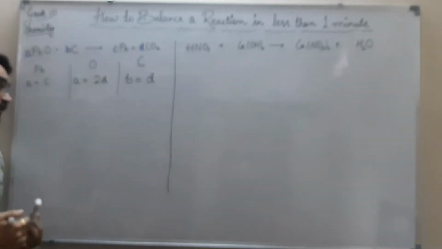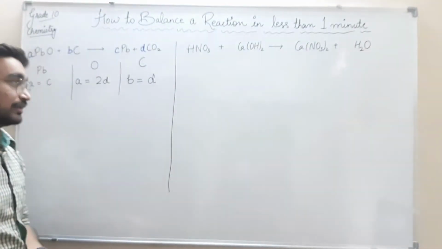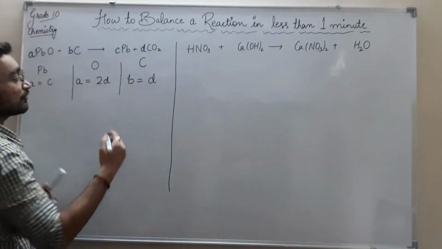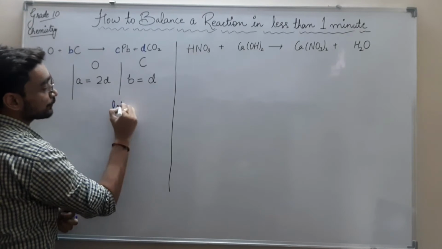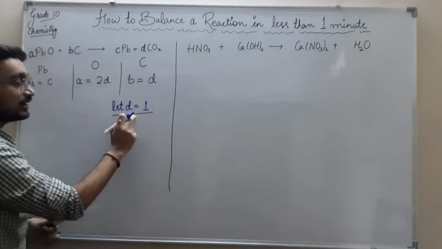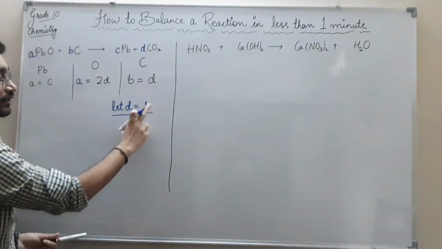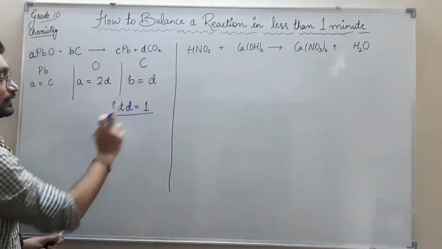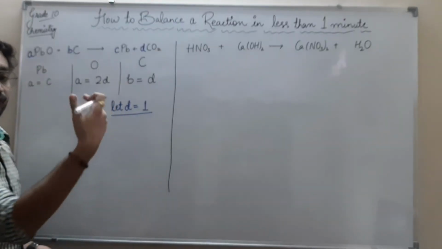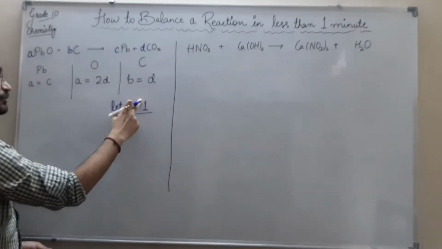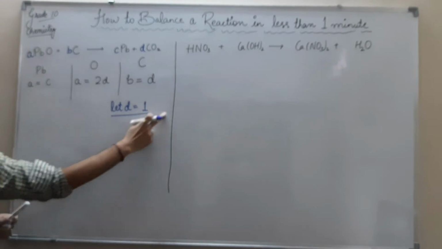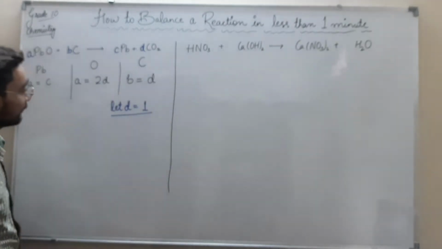The variable which is coming the maximum number of times, to that variable we give a particular value. Let D equal 1. Every time you have to give the value 1 specifically, no 2, no 3, no 4, nothing else. Just take the variable that appears most often and assign the value 1. Now substitute the values in these equations and find the other values.